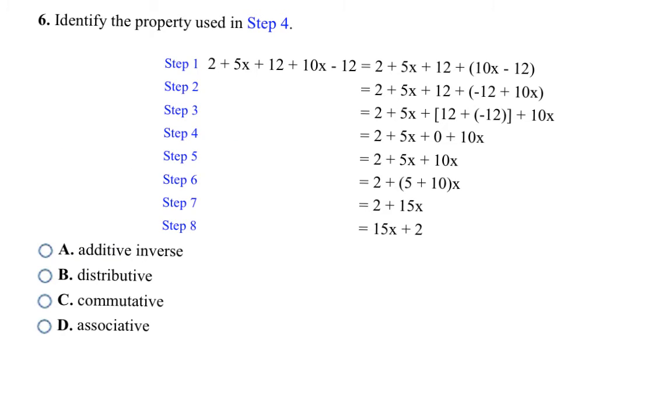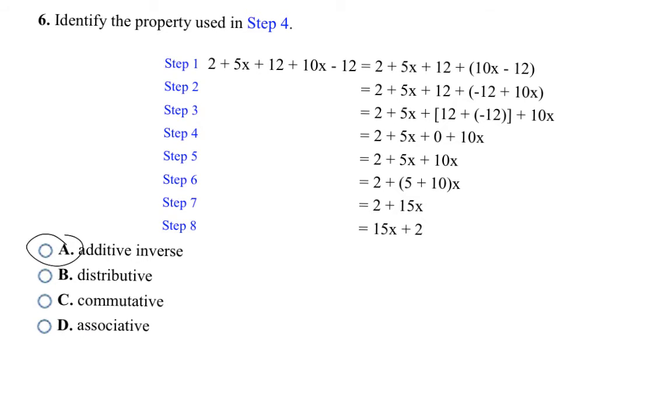This question here wants us to identify the property used in step 4. So if I look at step 4, that's right here, and I go back, I'm looking at what changed from step 3 to step 4, and which property am I allowed to do that by. So if I looked in step 3, it took 12 plus a negative 12, and that became 0. So 12 plus negative 12, that's taking a number and adding its opposite and getting 0. When you do that, that's called the additive inverse, which you should have down in your notes, and that's choice A.